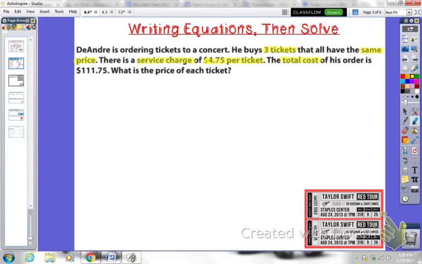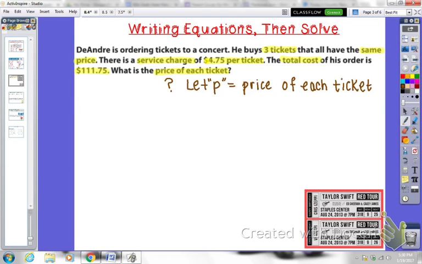And we know the total cost of his order was $111.75. I need to know what the price of each ticket was. So there's my unknown. So I'm going to let P equal the price of each ticket. And anytime you have a word problem, you should tell me what variable you're using and what it represents.